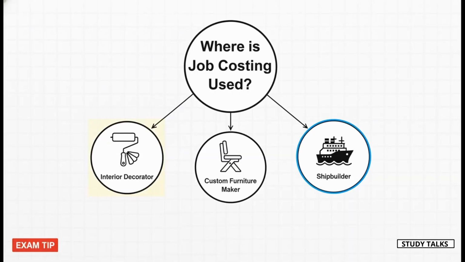So, where do you see this in the real world? Well, it's for any business where every customer wants something different. Think about a printer doing wedding cards, a custom furniture maker, or even a massive shipbuilder. You wouldn't use the same cost formula for a tiny fishing boat and a giant cruise ship, would you? Of course not. Each job is unique, so each one needs its own calculation.